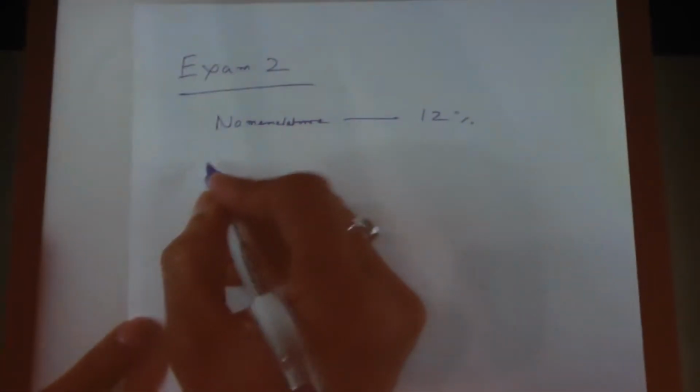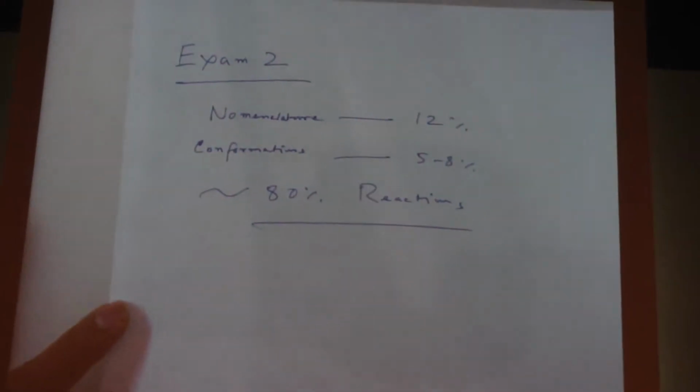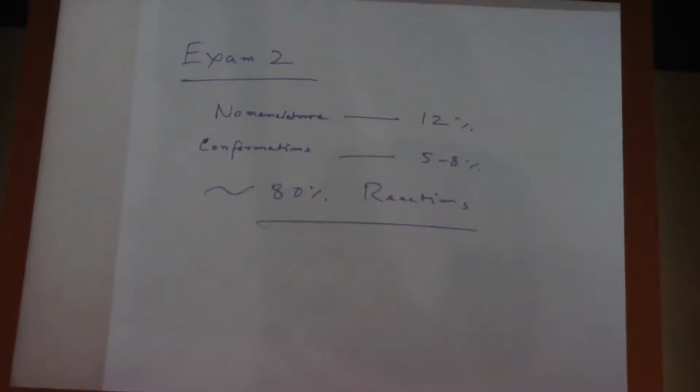Percent of the total. Conformations and stereochemistry, predominantly from chapter 3, is about 5 to 8%. And approximately 80% would be the reactions. There will be very little on physical properties.